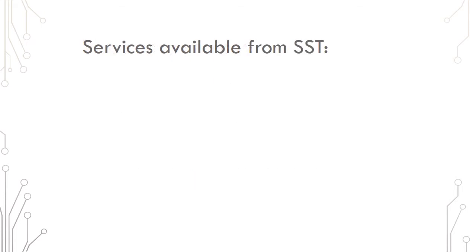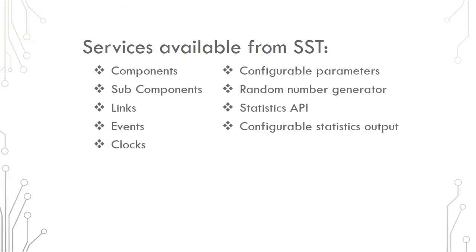Some of the services available from SST include components, subcomponents, links, events, clocks, configurable parameters, random number generator, statistics API, and configurable statistics output. SST also includes an element library with items that you can use. Those items are modular and pluggable. All of these items can be used in a professional or academic setting.